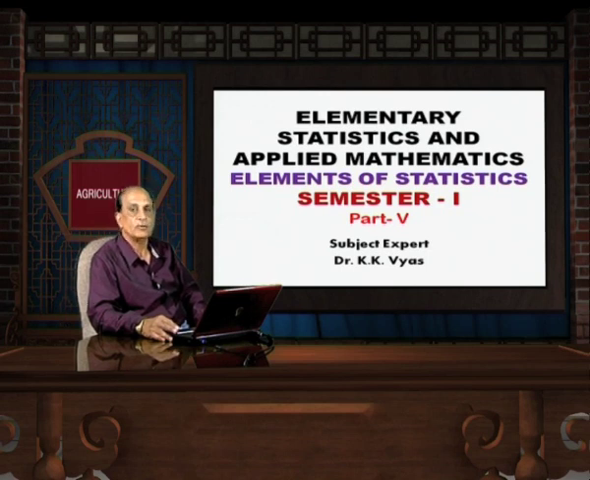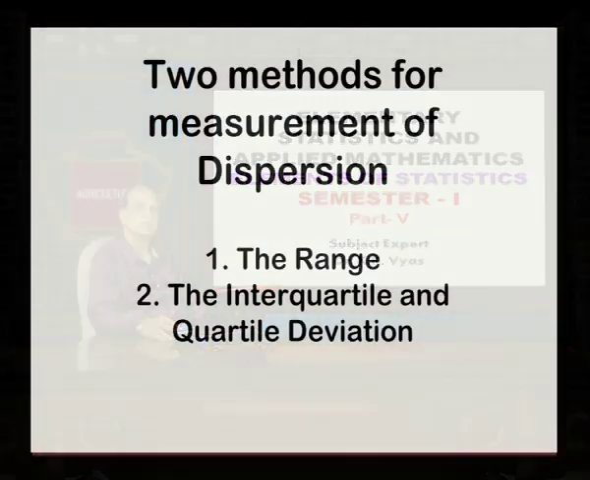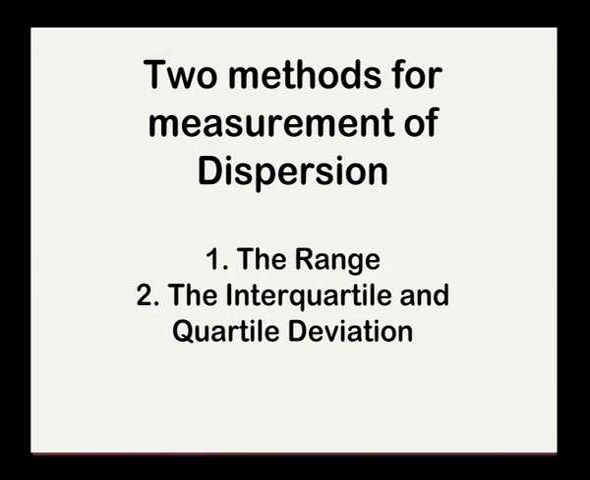Now, in this part of the program, I would like to discuss first of all a problem which is based on determination of mode in respect of continuous series. After that, I would like to discuss what is geometric and harmonic mean. After that, I would like to discuss the measures of dispersion, in which I would like to discuss the limitations of central tendencies. At the same time, I would like to discuss two methods for measurement of dispersion. First is the range and second is the inter-quartile and quartile deviations.